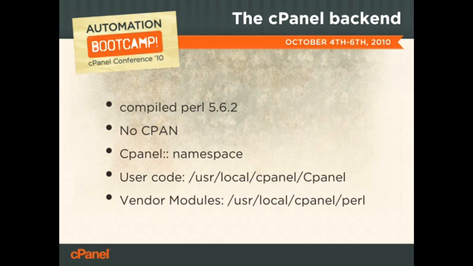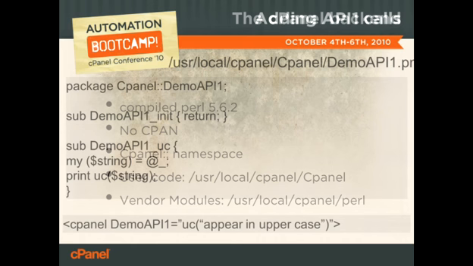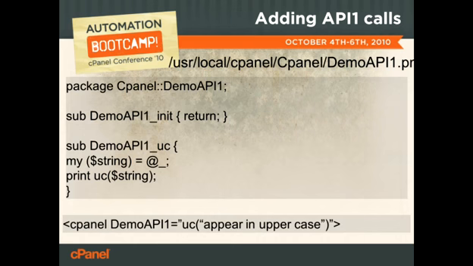Any API call you add needs to be done in the cPanel:: namespace. And user code needs to be placed into /usr/local/cpanel. What I mean by user code is code that you develop. Then vendor modules, any module that you want to put in there. Say you want to put Data::Dumper in there. That'd go into /usr/local/cpanel/3rdparty/perl. The reason this is done is just to kind of differentiate between what is provided by someone who's not you and what's provided by you.